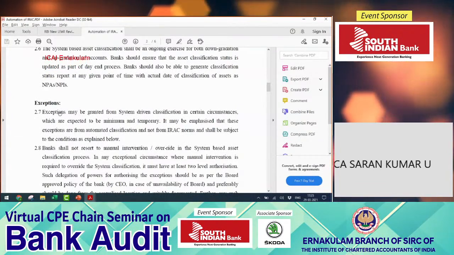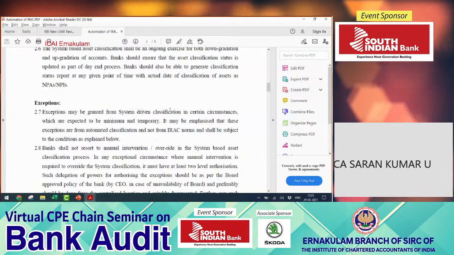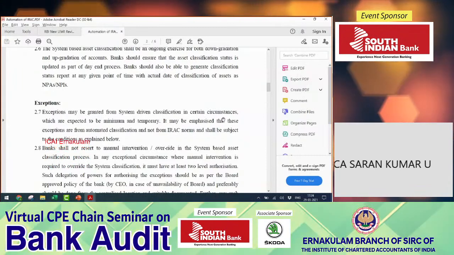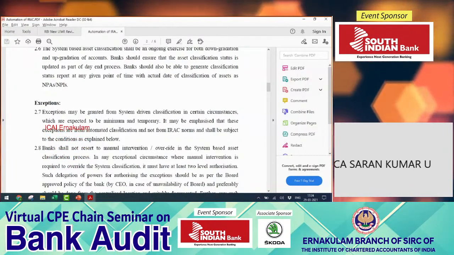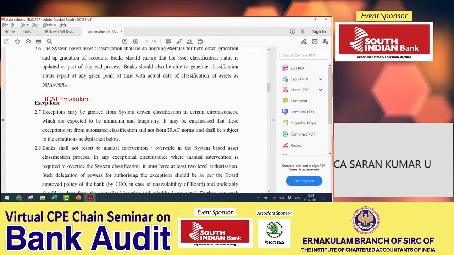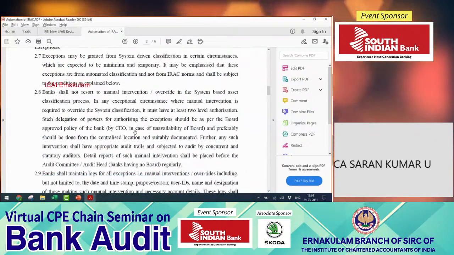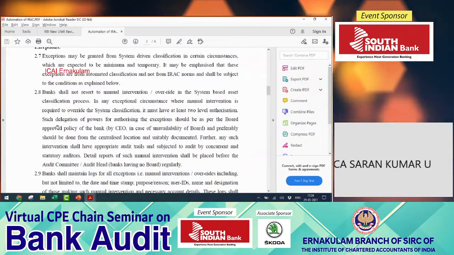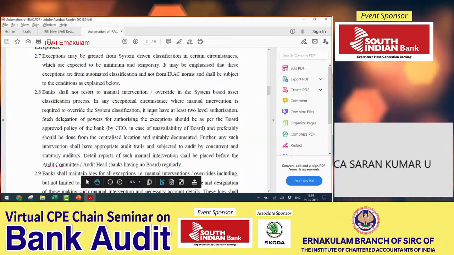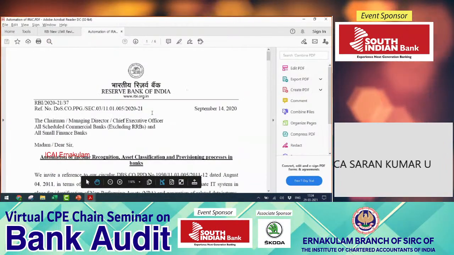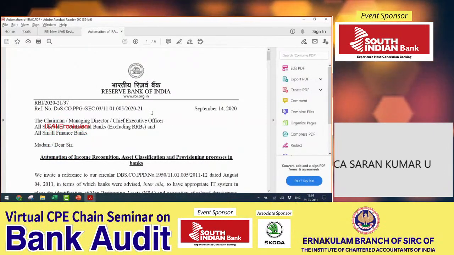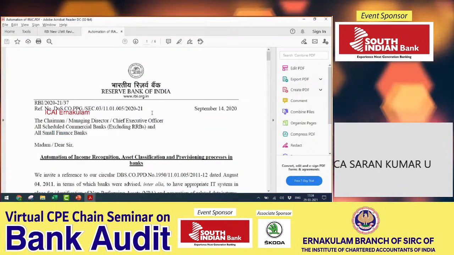Okay, so the exceptions are nothing but: exceptions may be granted from the system-driven classification in certain circumstances, which are expected to be minimum and temporary. It may be emphasized that these exceptions from automated classification, and not from IRAC norms, shall be subject to the conditions as explained below. So they have given two levels of authority. One is at least the board approval is required, at least by the CEO or the, you can just start looking into this. You'll get to know how serious this document is. If everything automates, let's say by next year, by the time you step into the bank audit, what is the work you need to do there?